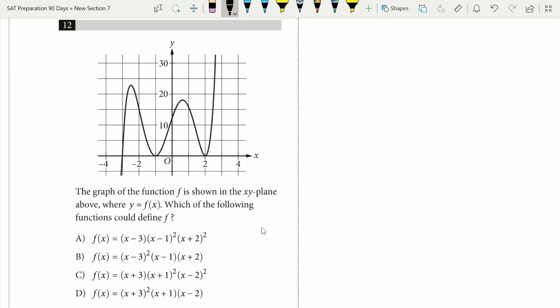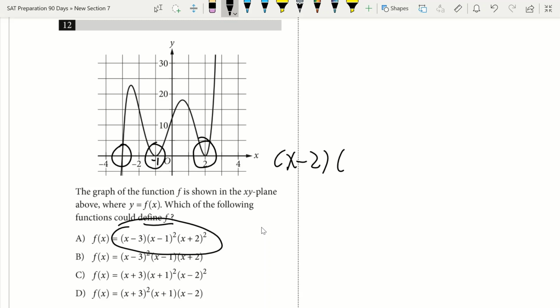All right, so right here we have the graph of the equation shown in the xy plane above, where y equals f of x. Which of the following functions could define f? Immediately when I see that I have all of these numbers and I see I have these zeros here, I'm going to go ahead and come up with what my zeros are and use those to find my answer. So I see that I have an x-intercept at 2, which means I have to have x minus 2. I see I have an x-intercept at negative 1, which means I have to have x plus 1 because I have to flip that sign. And then I have one at negative 3, which means I'll have to have x plus 3.